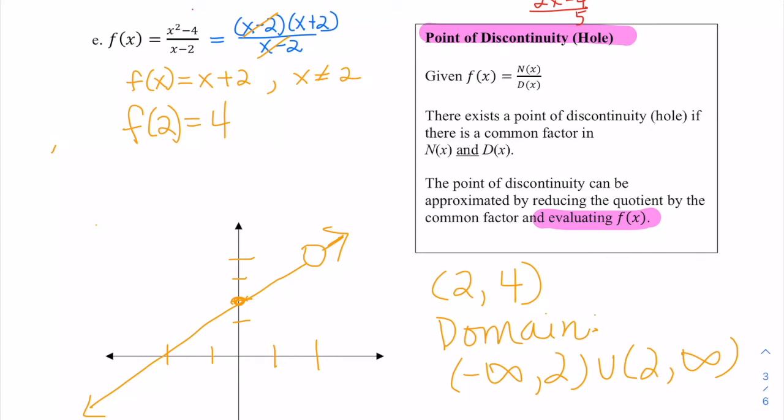You can tell very quickly that this function does not have a vertical asymptote. It does not have a horizontal asymptote. And even though the degree is 1 degree higher in the numerator, this does not have a slant asymptote. It reduces to the equation of a line with a hole.